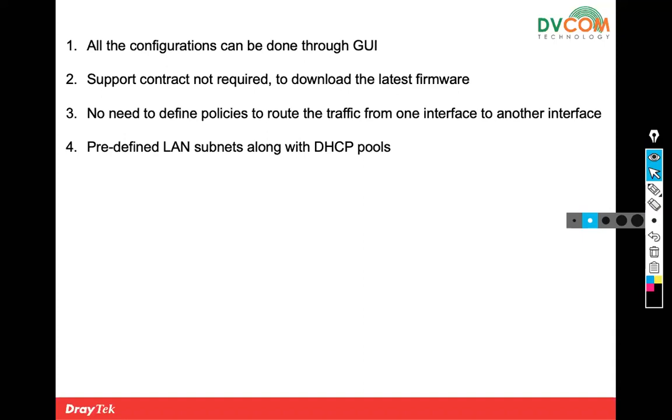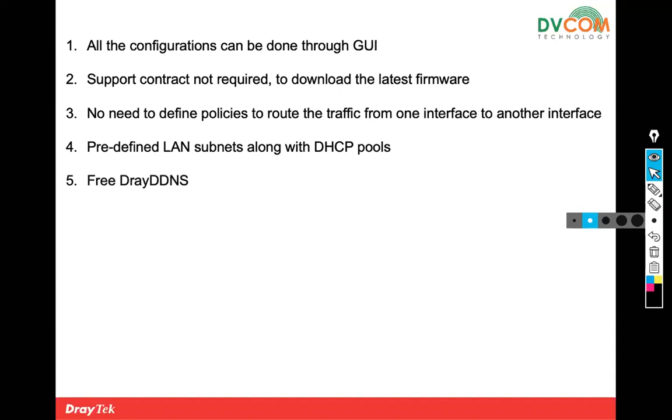Instead of that, in DrayTek, all the subnets are created by default inside the box itself. Simply, how many subnets you want, you can select it. Then automatically you are going to get the DHCP pools, so that when users are connected to a specific subnet, they automatically get the IP address. So that's the beauty of the DrayTek.